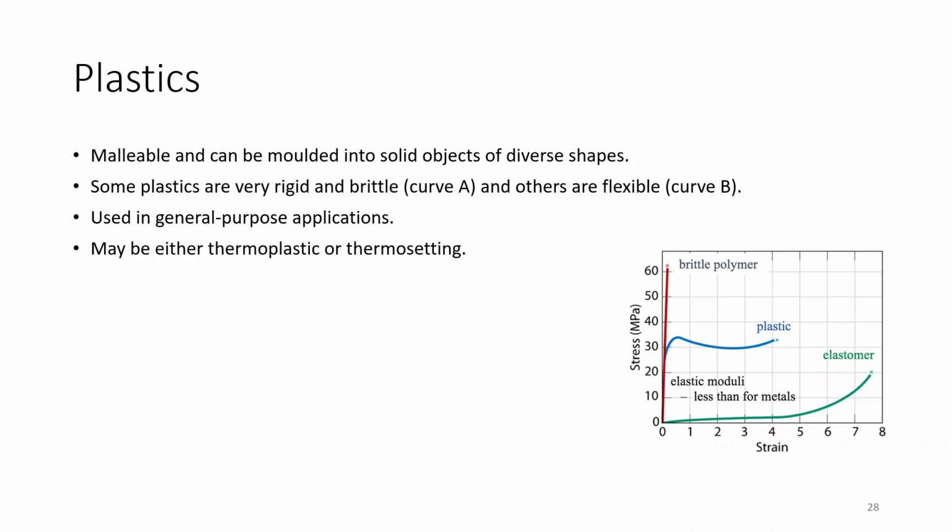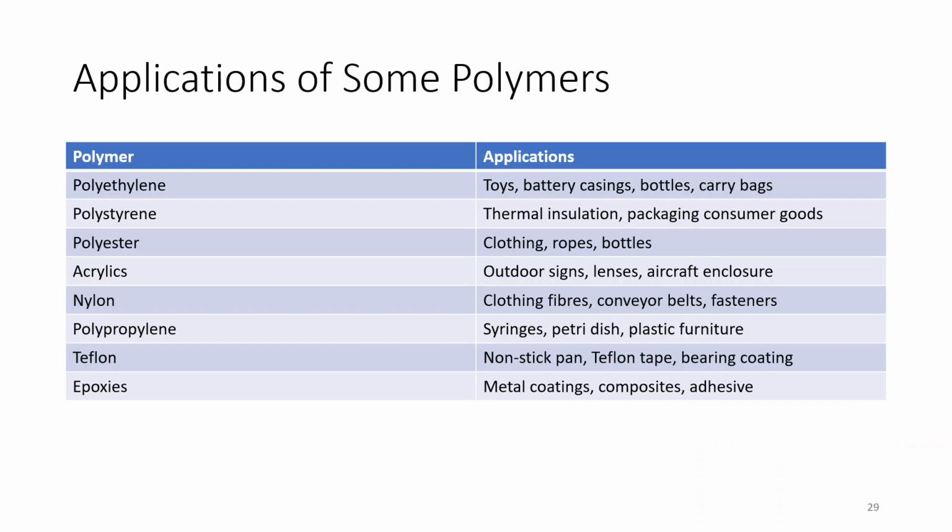Plastics are malleable and they can be molded into solid objects of diverse shapes. Some plastics are very rigid and brittle, and others are flexible. These are used in general purpose applications and may be either thermoplastic or thermosetting. Some of the applications of plastics are given.